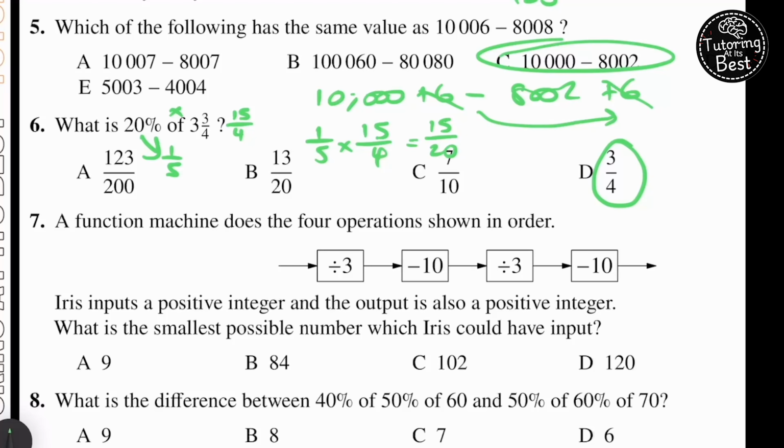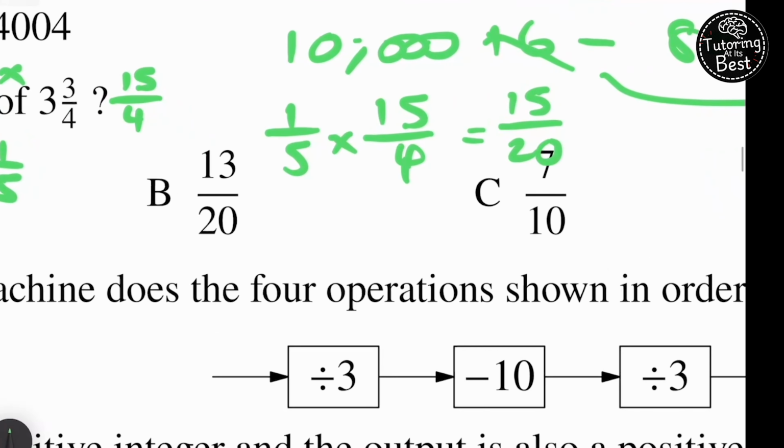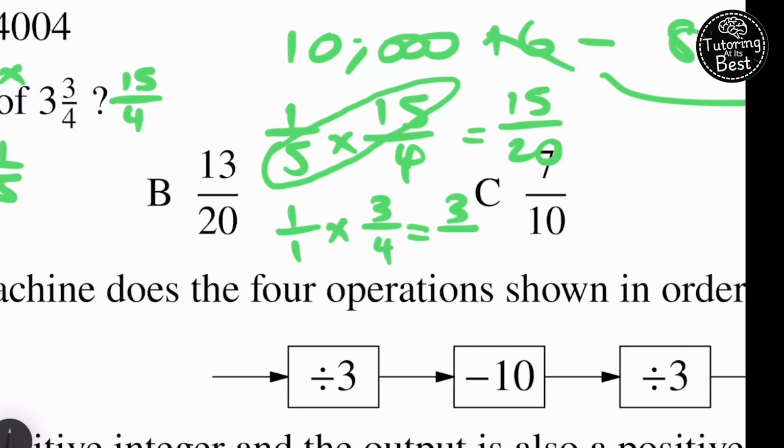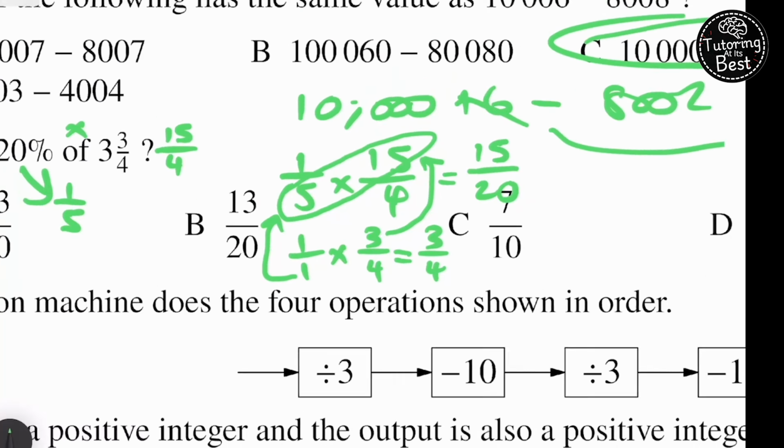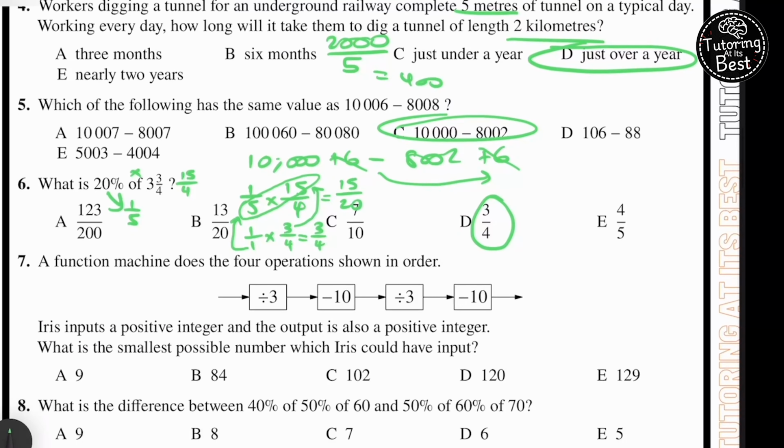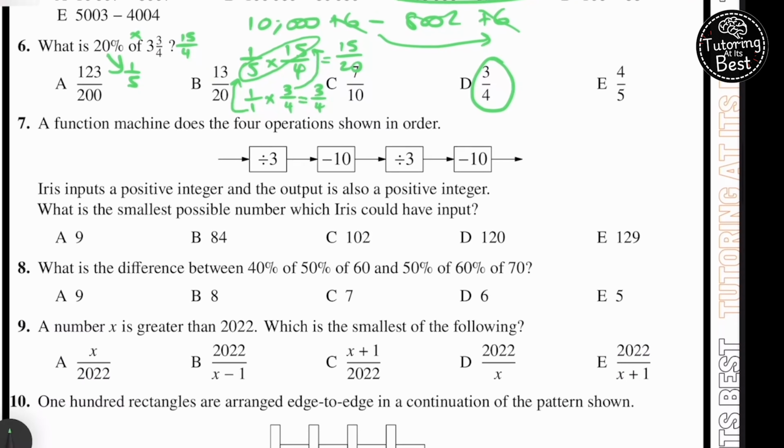Another better way to do this is simply simplifying the 5 and the 15. So we get 1/1 times 3/4, which gives us 3/4. And that's because 1 times 5 is 5, and 3 times 5 is 15. I hope that makes sense. Fantastic. Let's go for question 7.